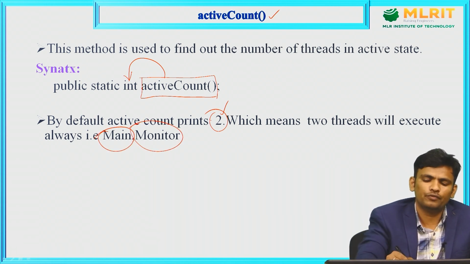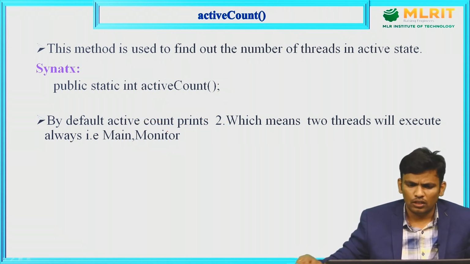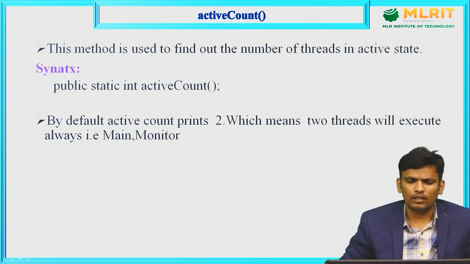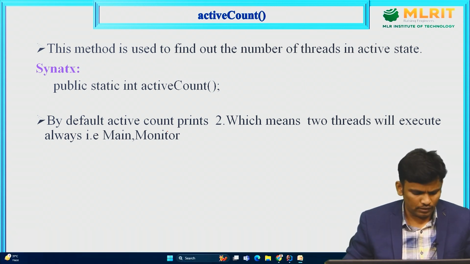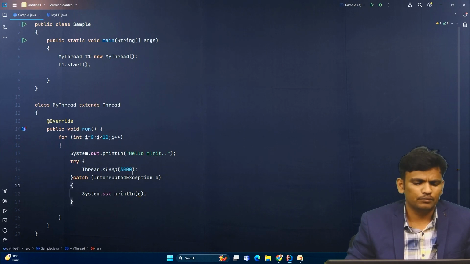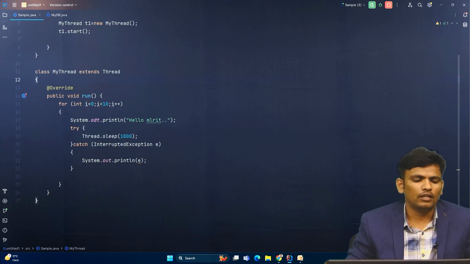Okay, so first thread is a main thread and second one is a monitor thread. So 2 threads for every Java program will run in the background. Now if you want to work with the active count, here we need to use the Thread class. I will explain the same program here. You can see for every second this message is printing, meaning how many threads are currently running.